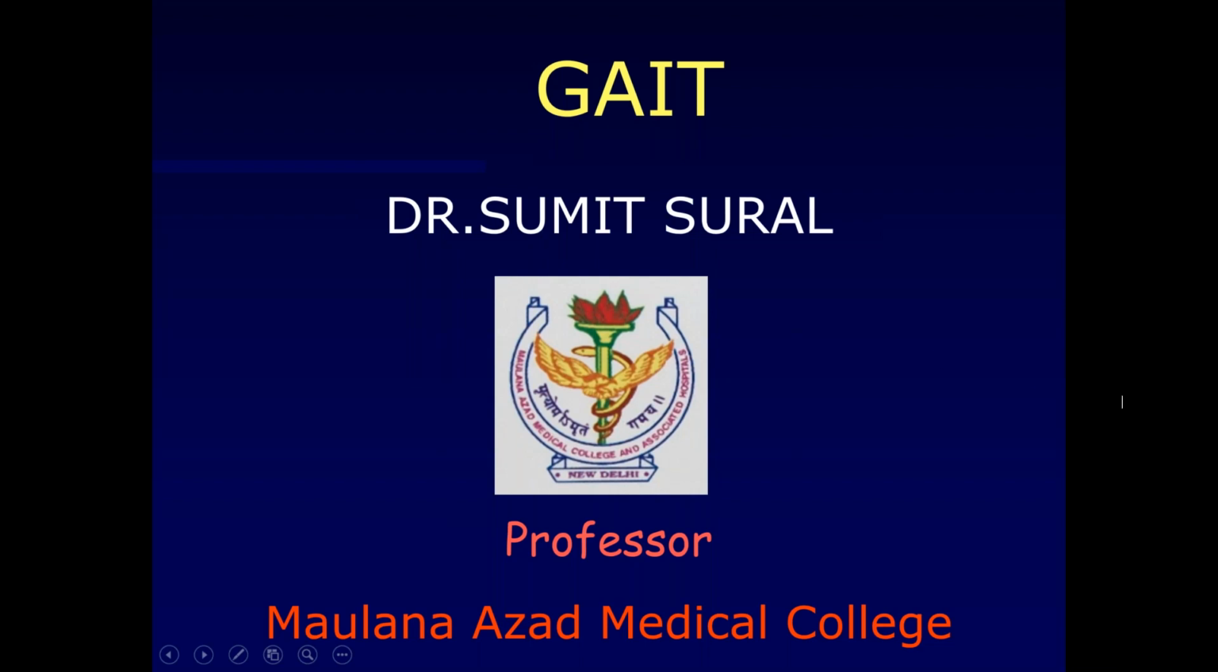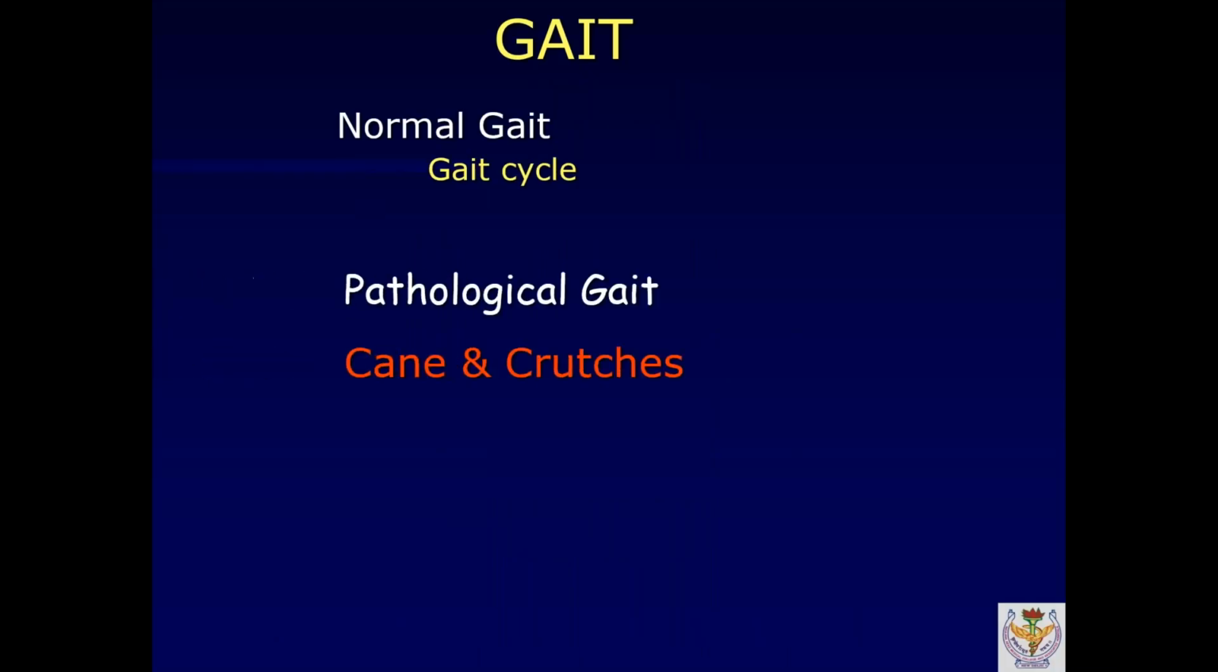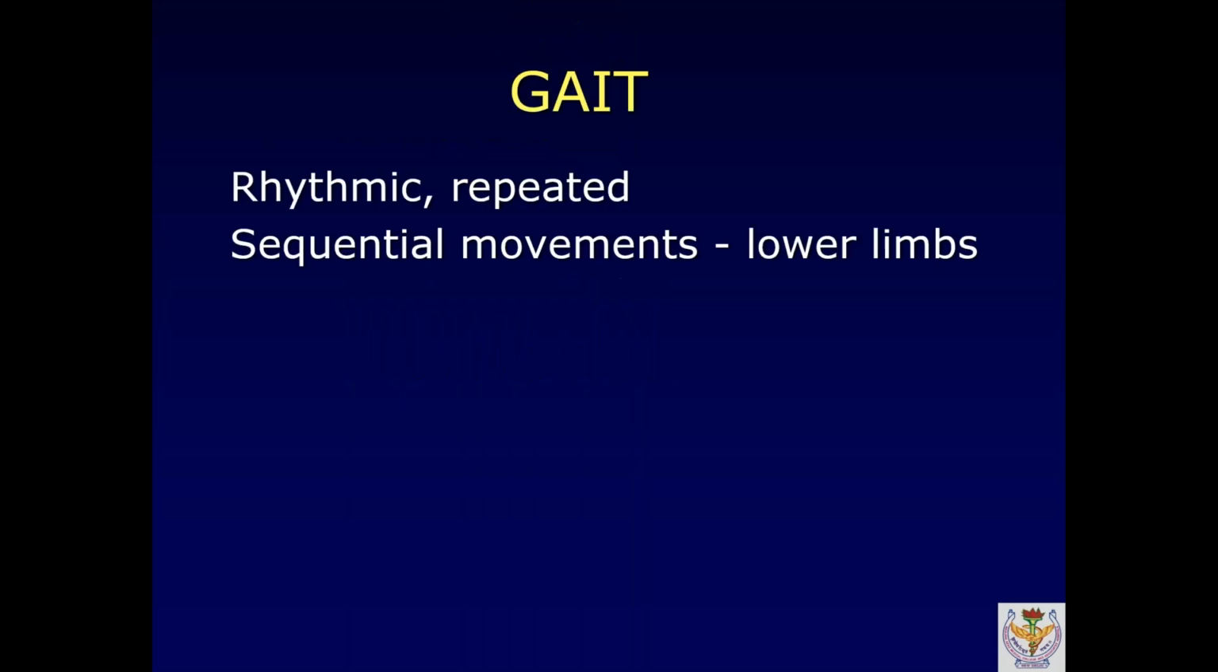This is an important topic for all undergraduate students because once you become a doctor, you need to know about gait. Although the topic is about abnormal gait, we need to know some basic things about normal gait first. So I'll be talking about the normal gait cycle, followed by the different types of pathological gait, and finally about gait with aids.